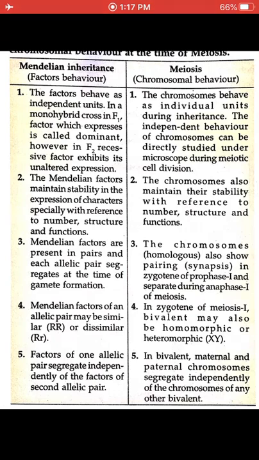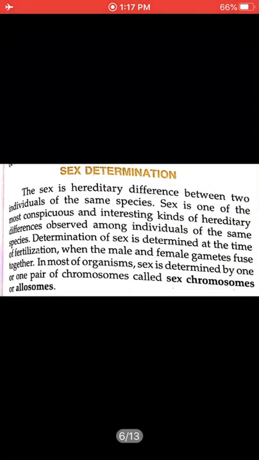Okay, in Mendelian inheritance they are segregated independently. But in chromosomal behavior, their bivalent parents are there, hence the chromosome number will be bivalent. Now this is what we have studied in the chromosomal behavior of inheritance. We can find this chromosomal behavior of inheritance in sex determination as well.